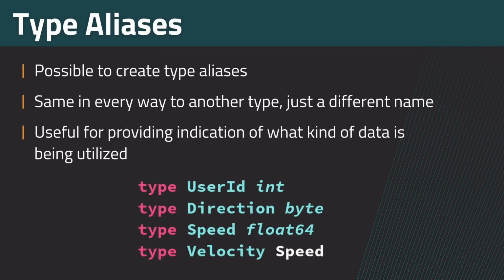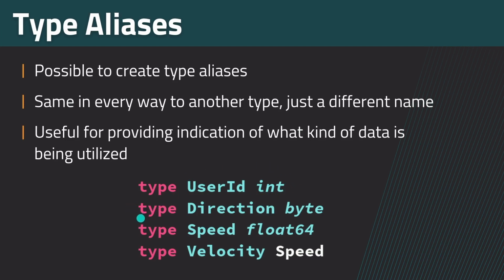We can also make type aliases. What a type alias does is simply assign a new name to an existing type. And this is useful to provide an indication of what kind of data is being utilized. Down here, we have some examples of type aliases. We have the type keyword, along with the name that we want to provide as a type alias, and then the original type would be the third part of the statement.